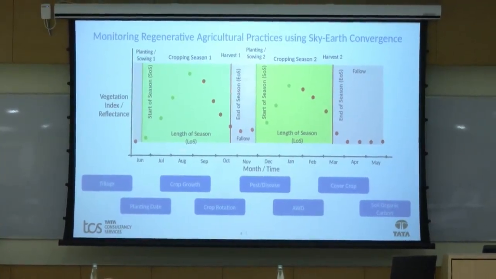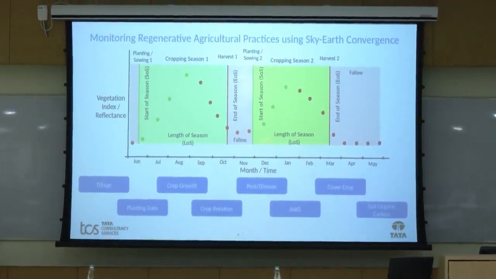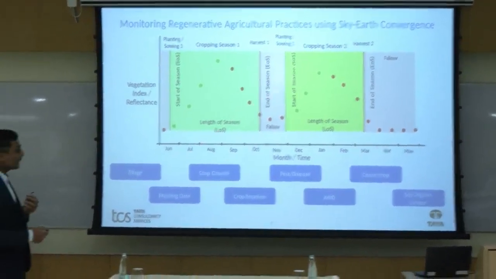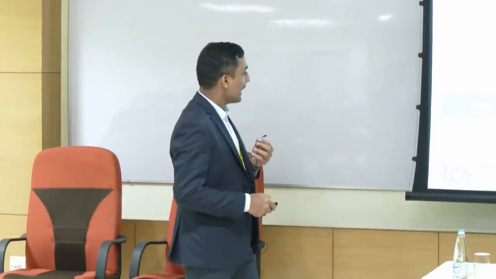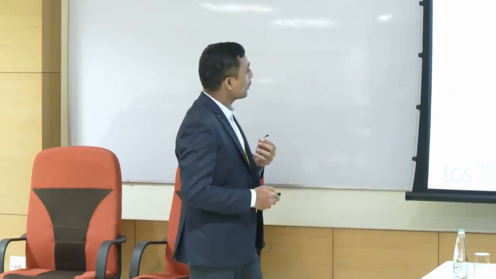During this entire agricultural year, which starts from June of this year to May of the next year, there are many practices carried out by the farmers. Many of these practices have a drastic impact on sustainability. I'll be covering the tillage and the cover crop today. So I'll go to that particular slide now.